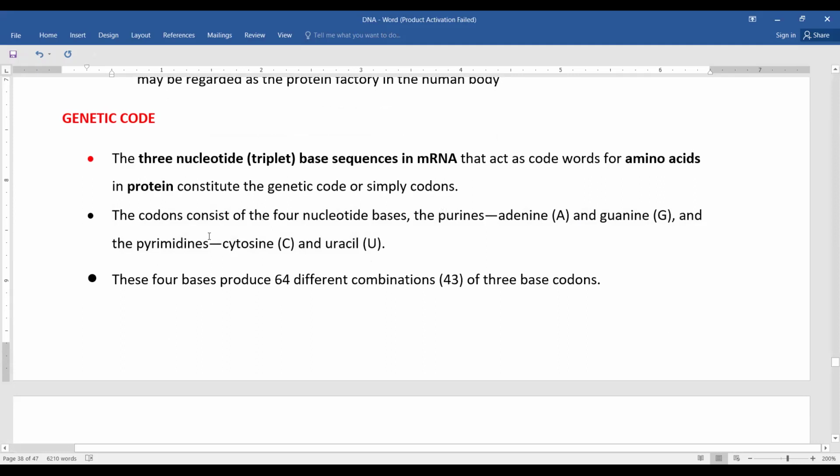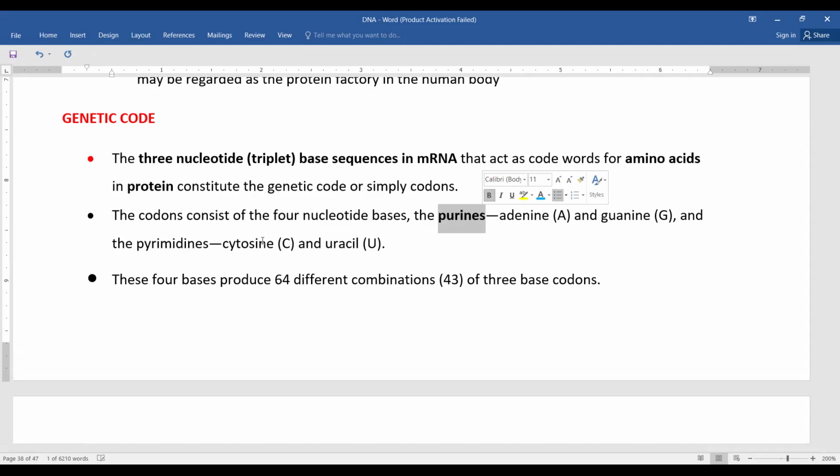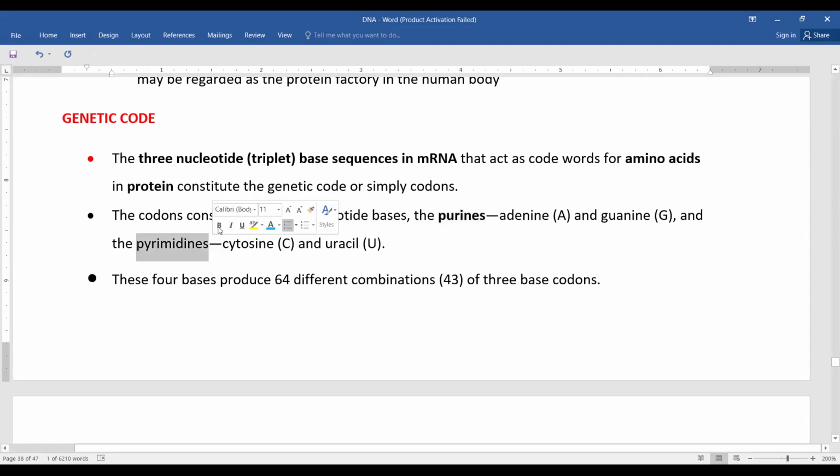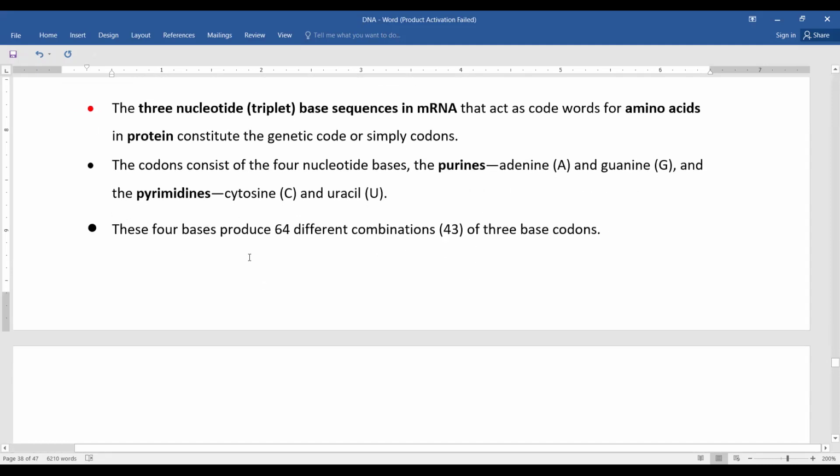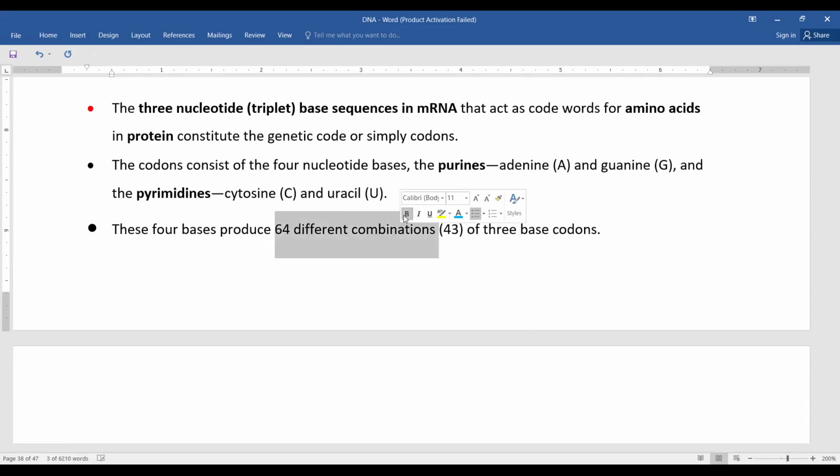The codons consist of 4 nucleotide bases. Just now we have seen adenine and guanine, these 2 are the purines, and uracil and cytosine are the pyrimidines. These nitrogen bases correspond to nucleotides, in the division A, U, G, C. The 4 bases produce 64 different combinations.